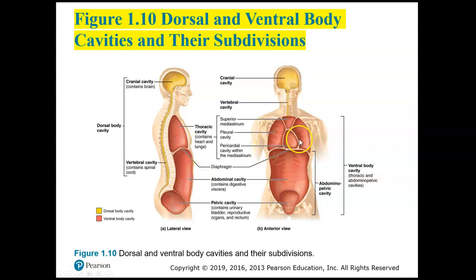Another thing that you can see from the anterior view shown in figure B is this area in between the lungs called the mediastinum. The superior mediastinum is here. And then you can see the heart lies within the mediastinum, which is between the two lungs. And then the two lungs lie within the pleural cavities. Then here's your diaphragm, and you have your abdominal cavity and your pelvic cavity.